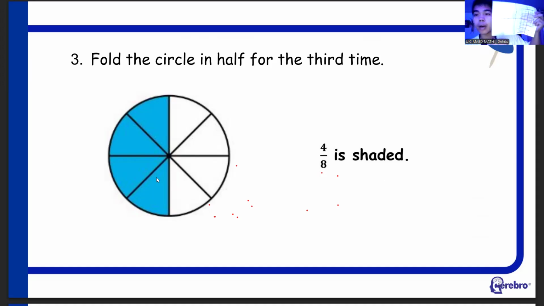Okay, I now have 8 equal parts, and 4 of those parts are shaded. So it is now 4/8. See? They came from the same. Hindi ako nag-shade ulit. I-fold ko lang. But they came from the same fraction, 1/2.